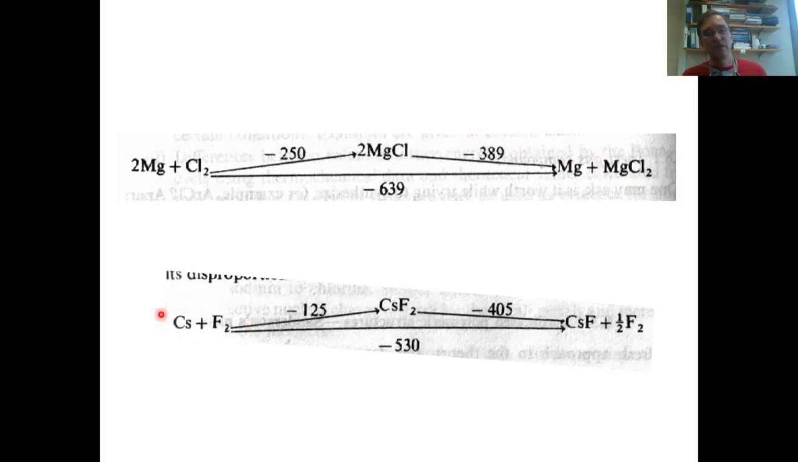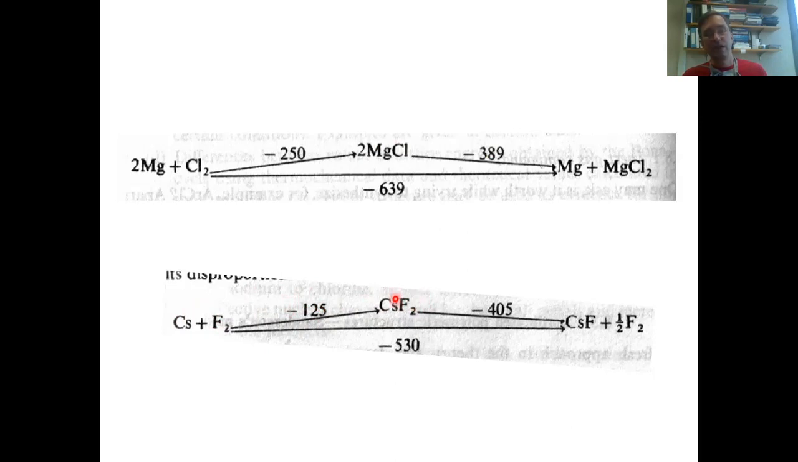So a similar example is the reaction cesium plus fluorine. You could also speculate about a hypothetical cesium difluoride. Now that compound looks unlikely to be stable, but if you do the calculation, you would find that due to the high lattice energy, there would be an overall driving force for the reaction. The reaction enthalpy would be minus 125 kilojoules per mole.